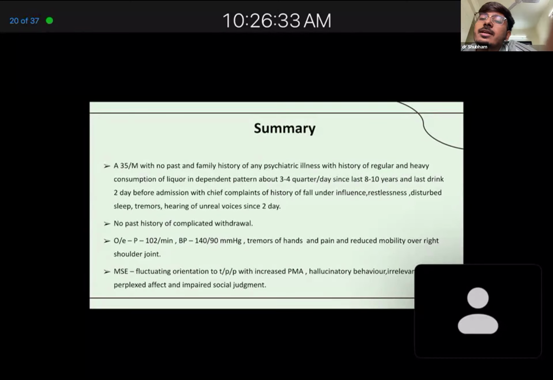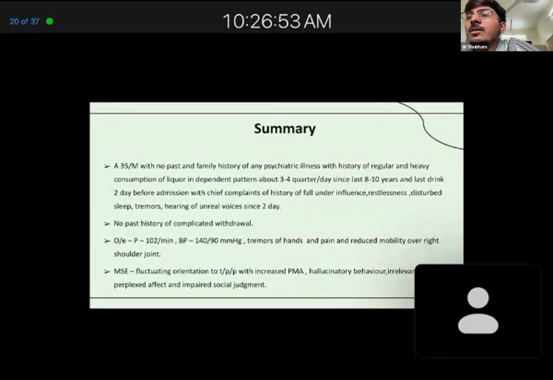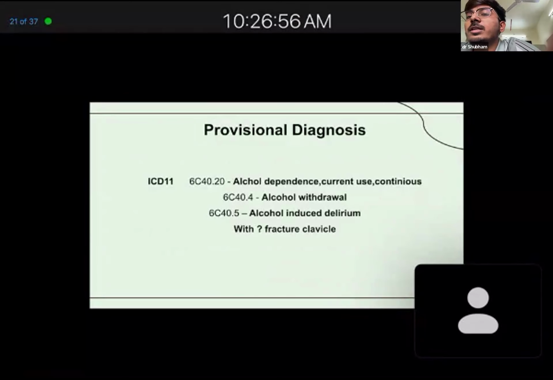On examination, raised pulse and blood pressure with tremors of hands, and pain and reduced mobility over the right shoulder joint. Mental status examination revealed fluctuating orientation to time and place, markedly increased psychomotor activity, hallucinatory behavior, irrelevant talk, and perplexed affect, with impaired social judgment. So I would like to give my provisional diagnosis based on this as alcohol dependence, current use continuous, in withdrawal, and currently alcohol-induced delirium.